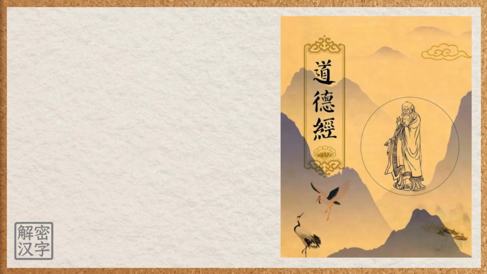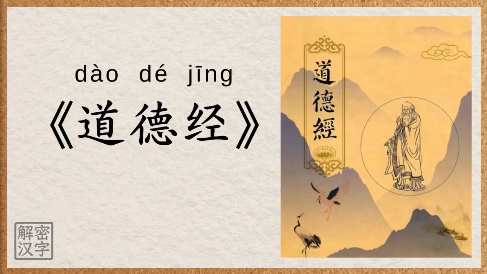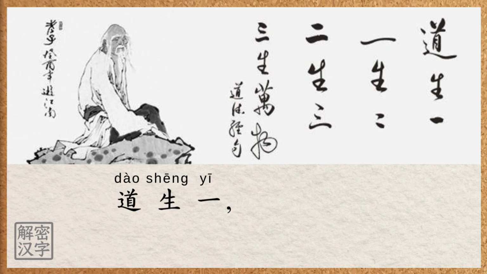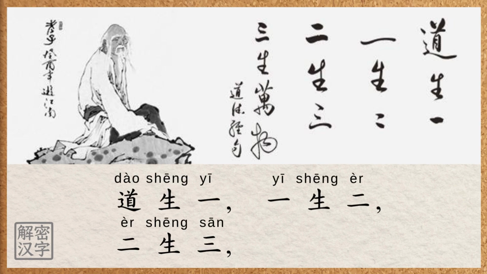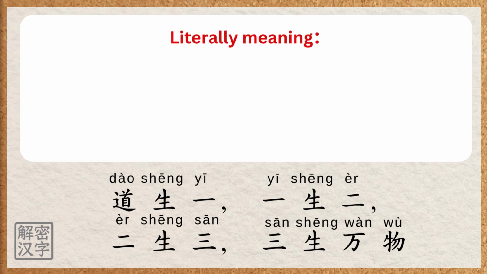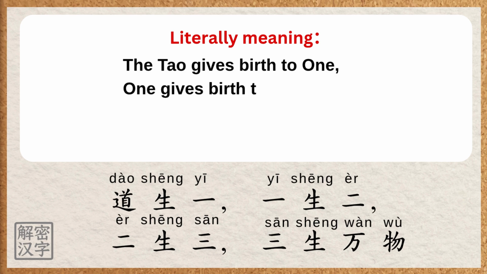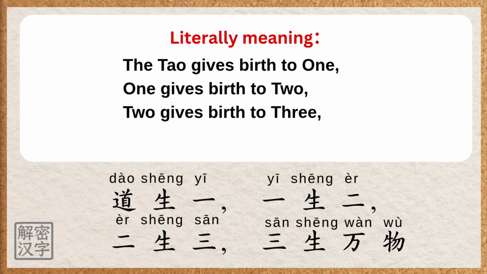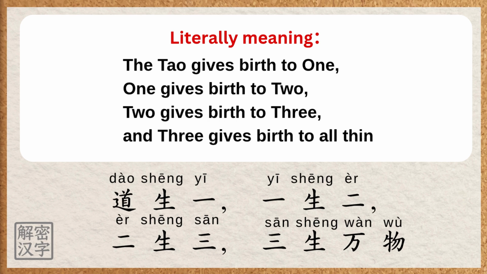In ancient China, there's a famous philosophical classic called 道德经, the Book of the Way and its Virtue. Here's one of its most famous lines. 道生一，一生二，二生三，三生万物. Literally meaning, Dao gives birth to 1, 1 gives birth to 2, 2 gives birth to 3, and 3 gives birth to all things.